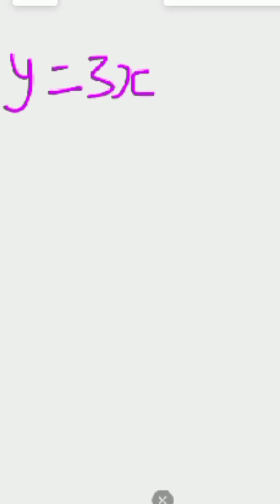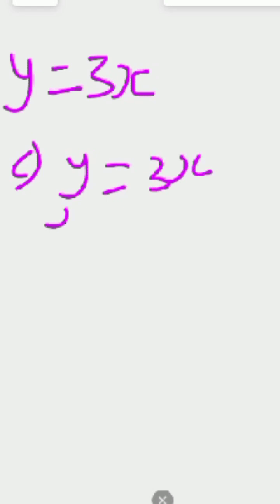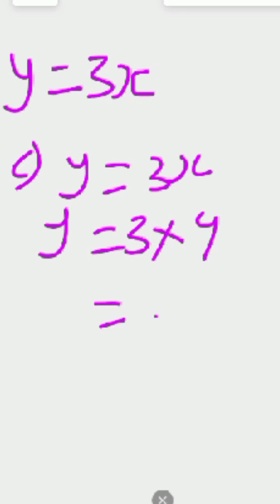Now let's solve question C. Find y when x is equal to 9. So using the formula, y is equal to 3x. So remove x and substitute 9 because x is 9. Y is equal to what? 3 times 9. Multiply 3 times 9, you will get 27. Therefore, y is equal to 27.